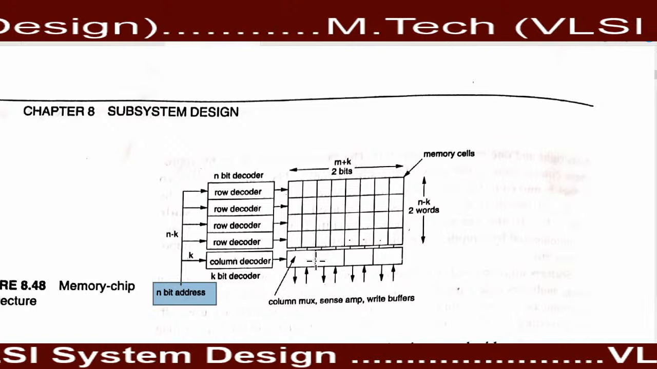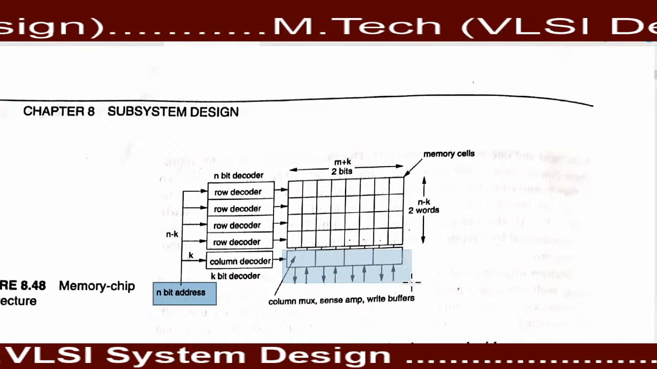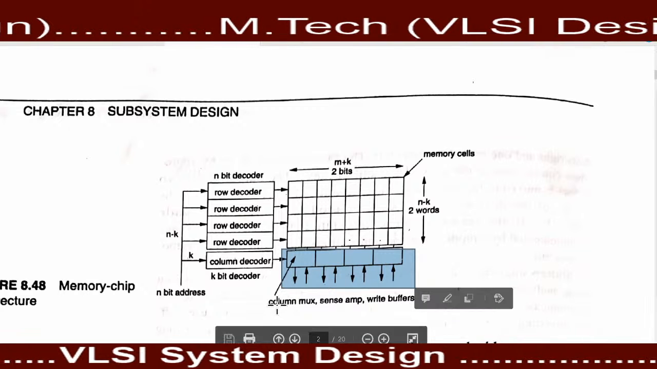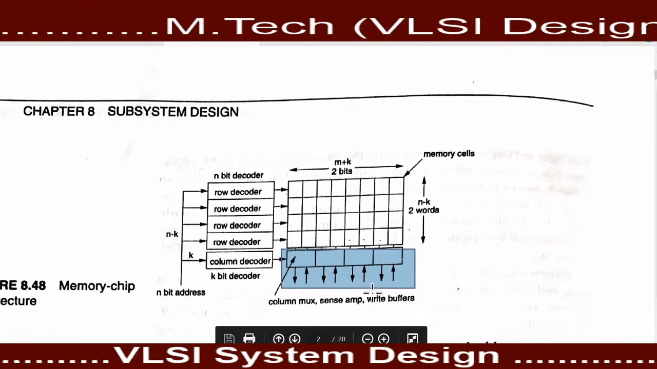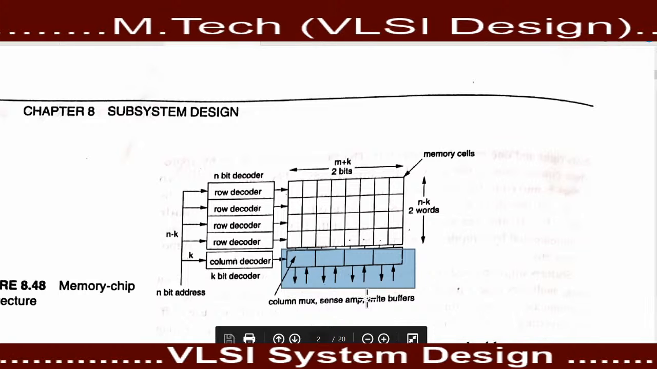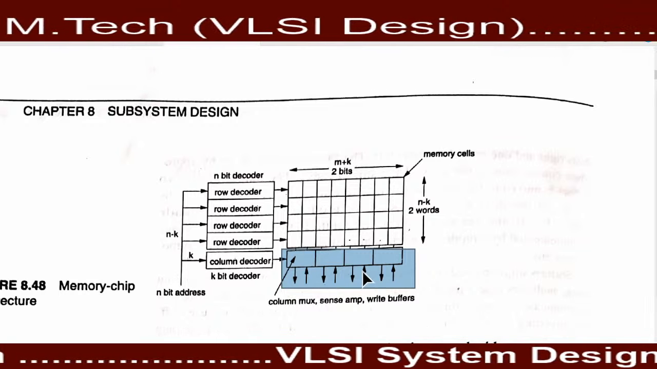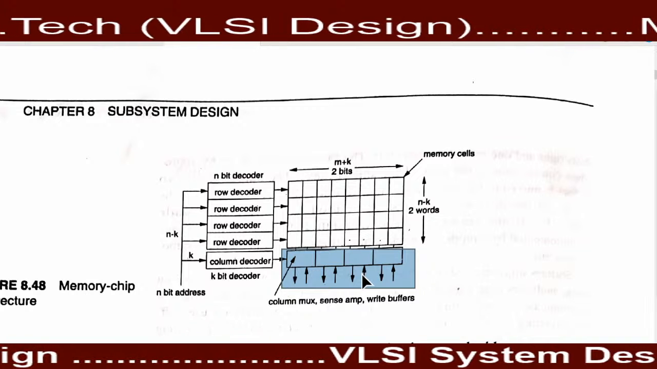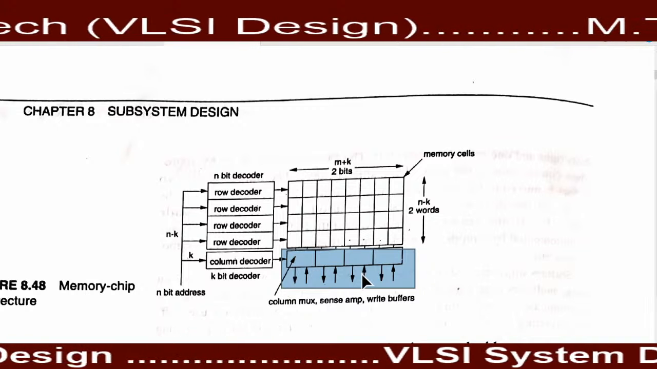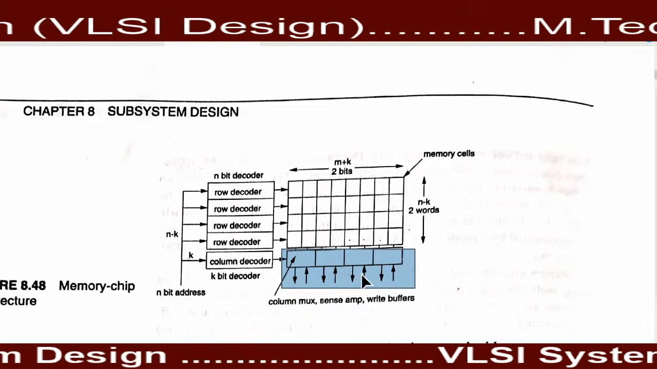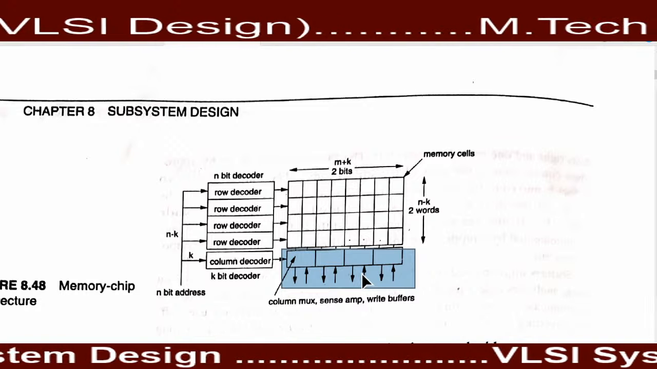Okay, and for accessing the data from this memory, we need some sense amplifier, buffer amplifier, write operator, etc. These are the operations that we need to implement in the circuitry for accessing the data. They are used both at the time of reading and at the time of writing.